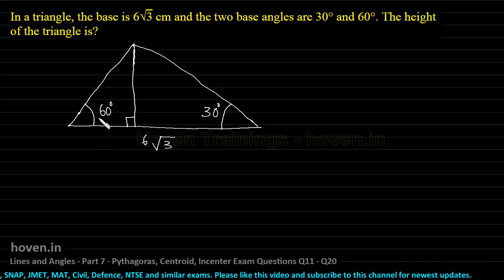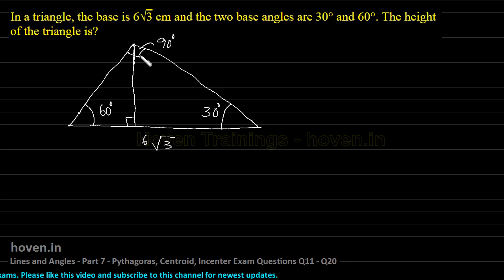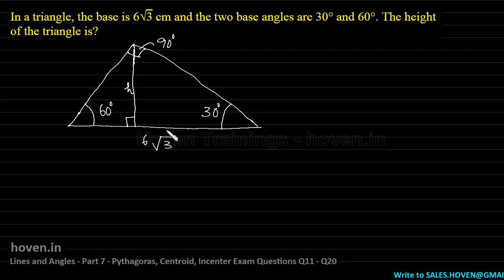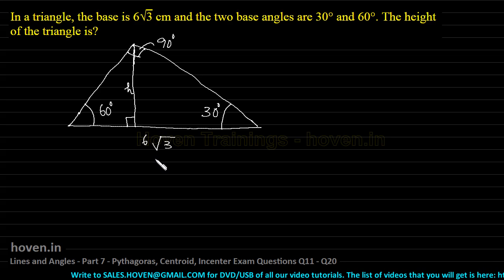One thing we can note is that if this is 60, this is 30, they add to 90 degrees. So this angle obviously will be 90 degrees, because only then the sum of the interior angles of the triangle will be 180 degrees. So this is a right angle triangle which is lying on its hypotenuse, the length of which is 6 square root of 3, and we have to find out the height of this one. Very little information has been given to us. We will not be in a position to apply Pythagoras theorem because only one side has been given to us. We do not have too much information so as to be able to apply Pythagoras theorem.